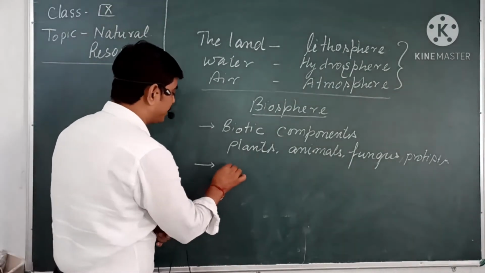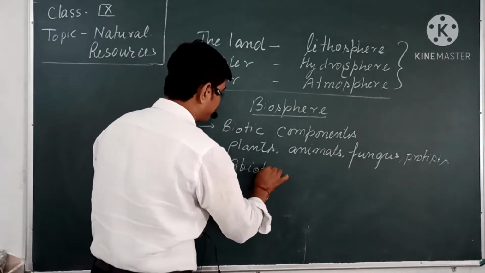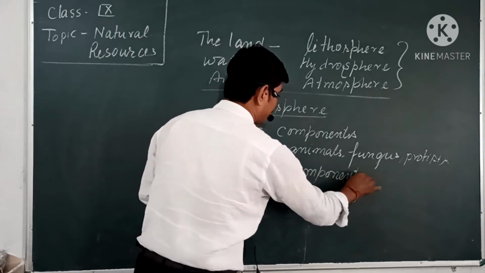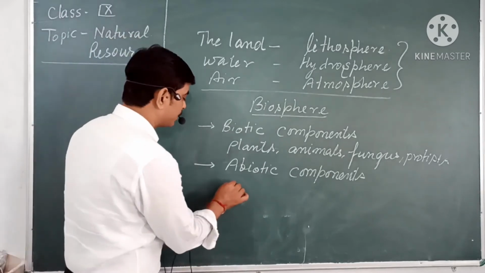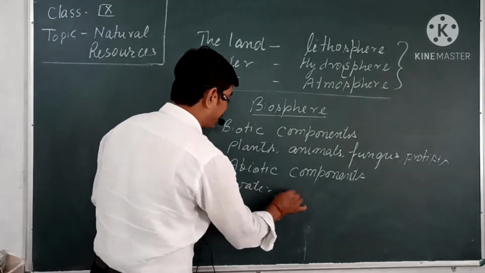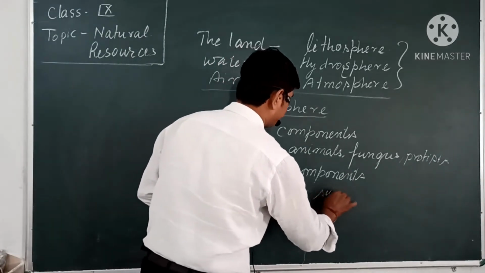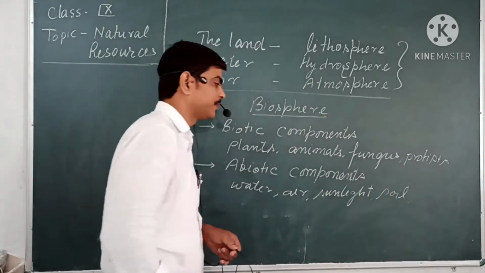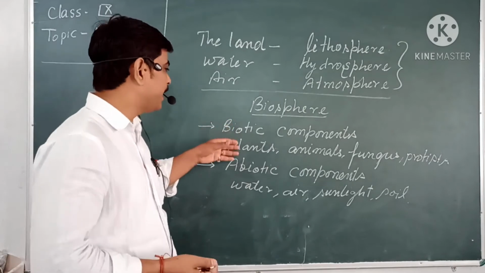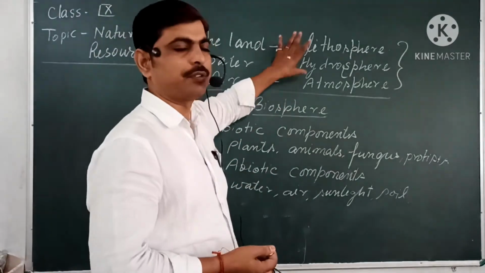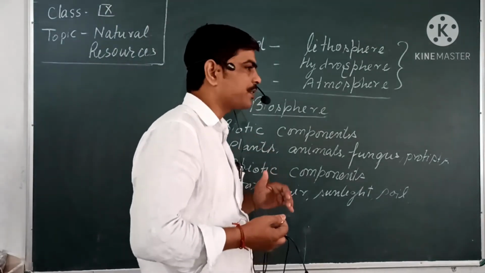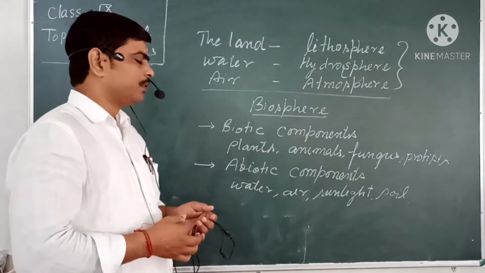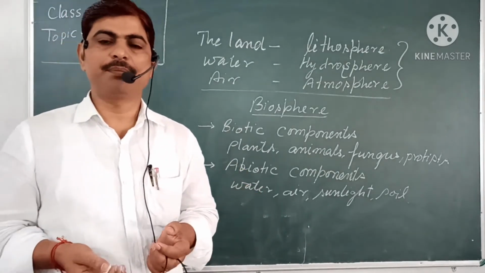While the other components are abiotic components, and these include water, air, sunlight, soil. So these biotic and abiotic components interact together, and because of that, life becomes possible in that region. And the only planet is the Earth where life exists.